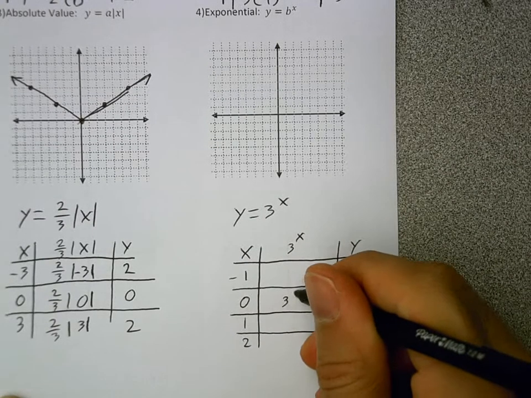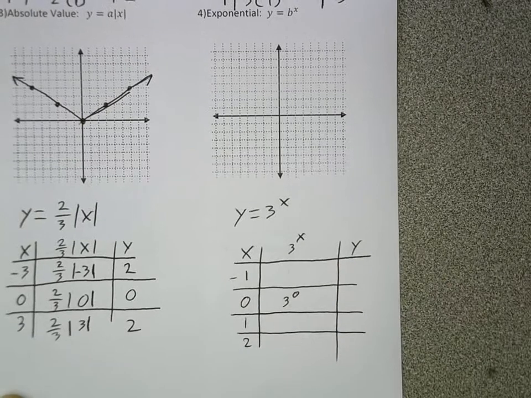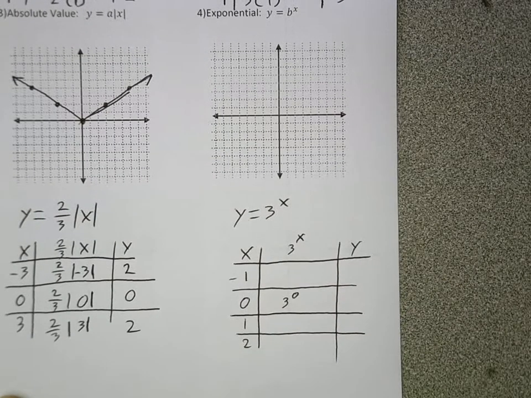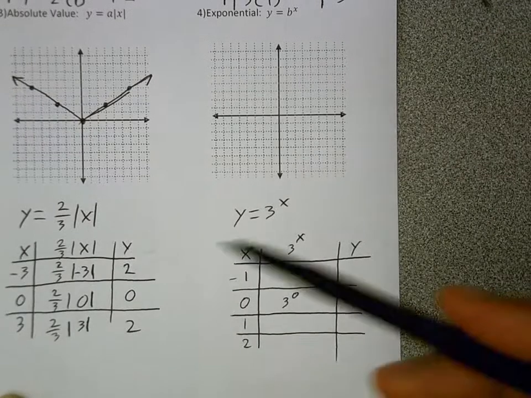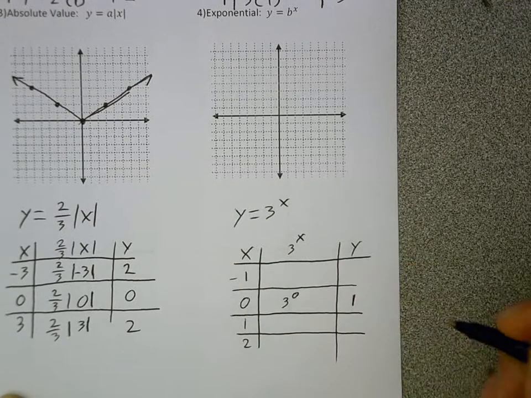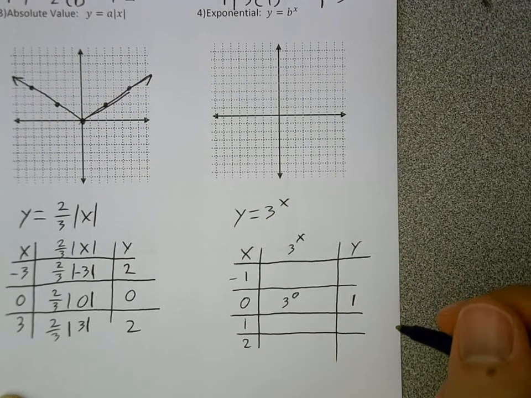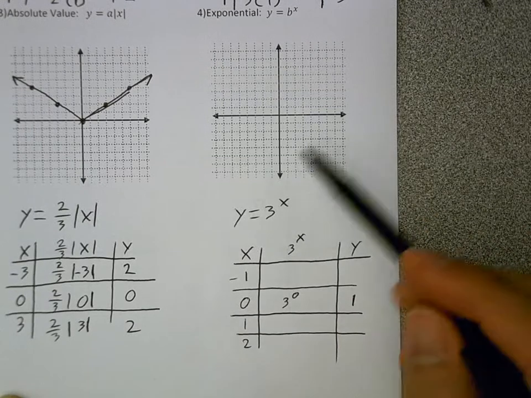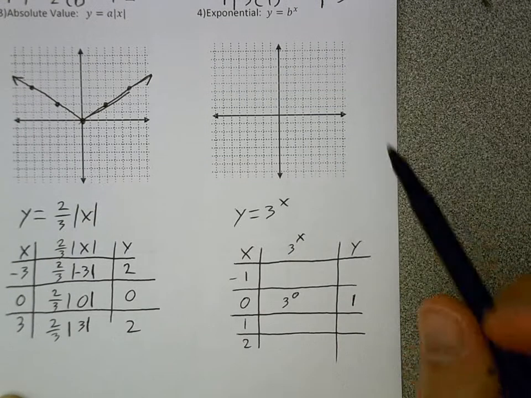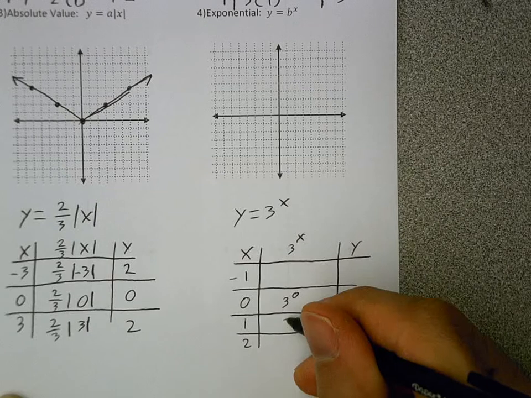Anything to the 0 power is always the same answer. What is it? 1. Does that make sense to everybody? So 3 to the 0 power is 1. That's kind of our anchor point. That's the point that we're going to have in every single exponential graph that we're going to do today. And then the next one's pretty easy as well. 3 to the first power is 3.